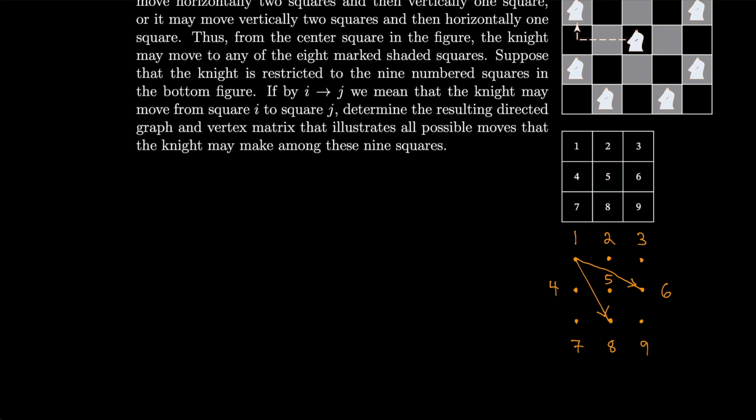What if we started at 2? Then we could go down to 7. We could go down to 9. And that's it. So go to 7, and I'll go to 9. And then if we started at 3, we could go to 4, or we could go to 8. So 3 could go to 4, or 3 could go to 8.